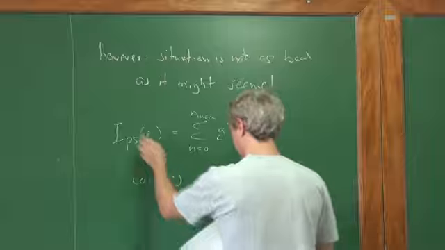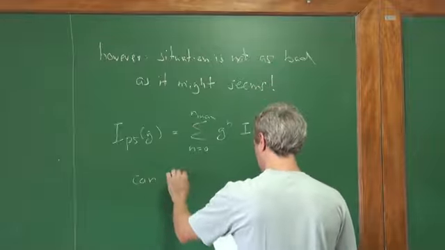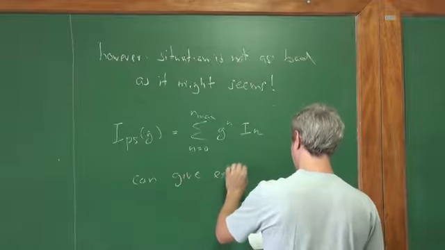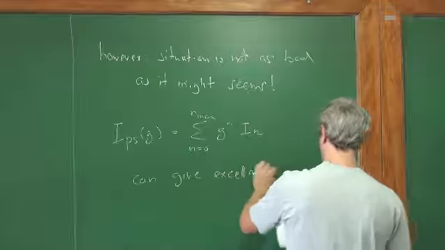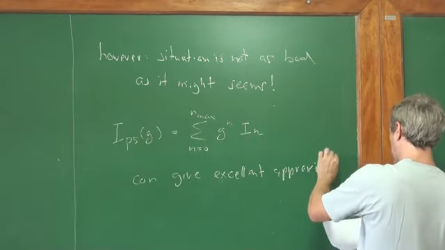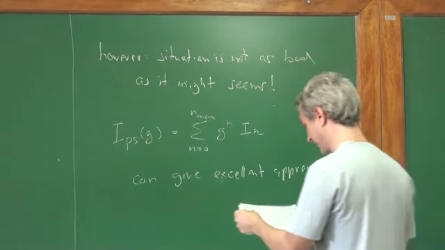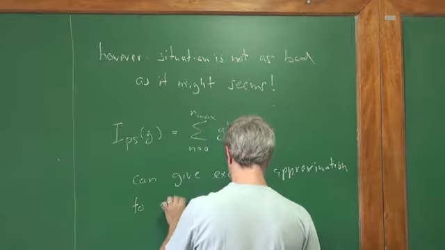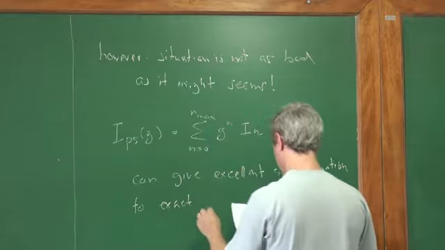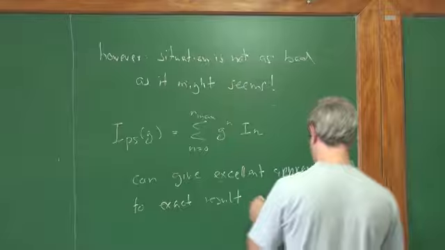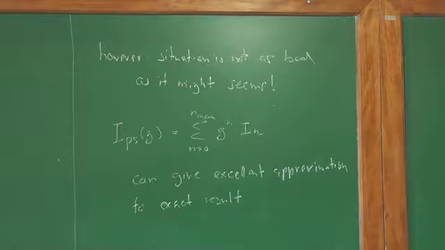So let's first look at this. We define the partial summation, and what I now want to convince you of is that this can give an excellent approximation. Again, what we do in physics, we don't have to get the completely exact result; if we get a good approximation, we're already happy. And this can give an excellent approximation to the exact result. So let's see this the following way.